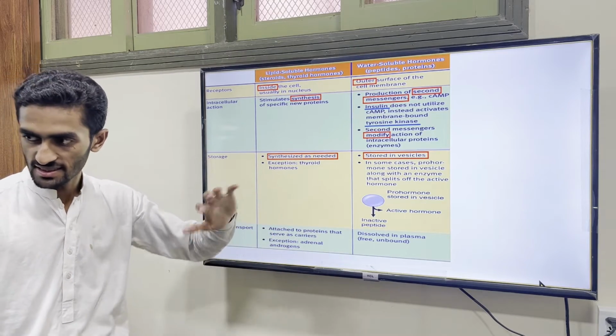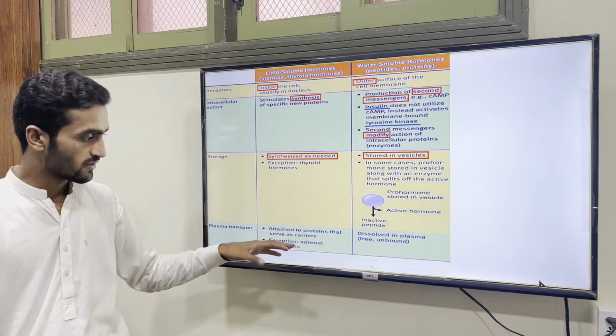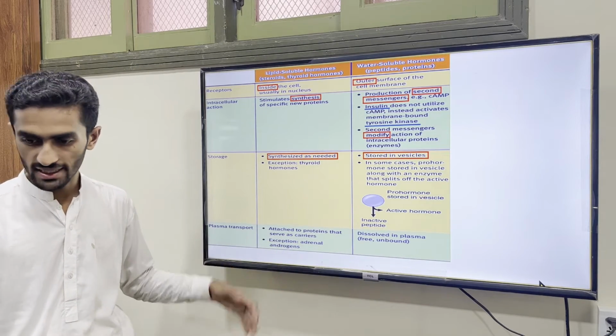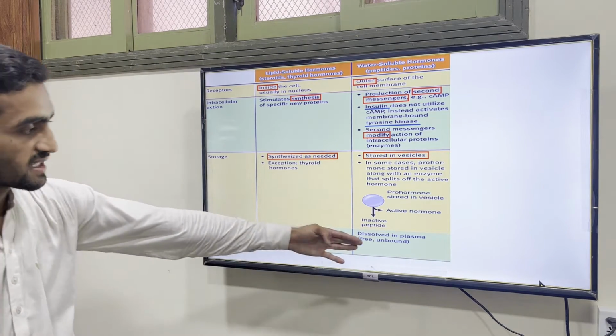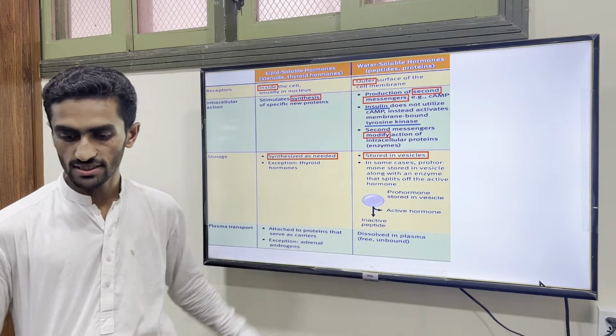We have seen in the picture. So the exception is adrenal androgen, where they have no carrier molecule. But they are dissolved in plasma, free and unbound, to perform their job.